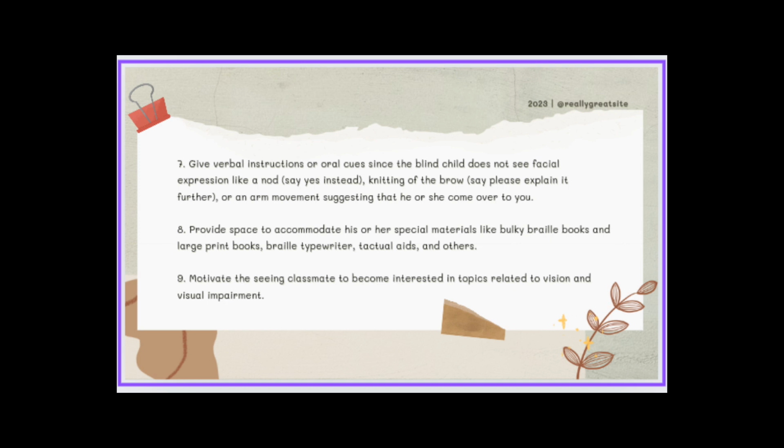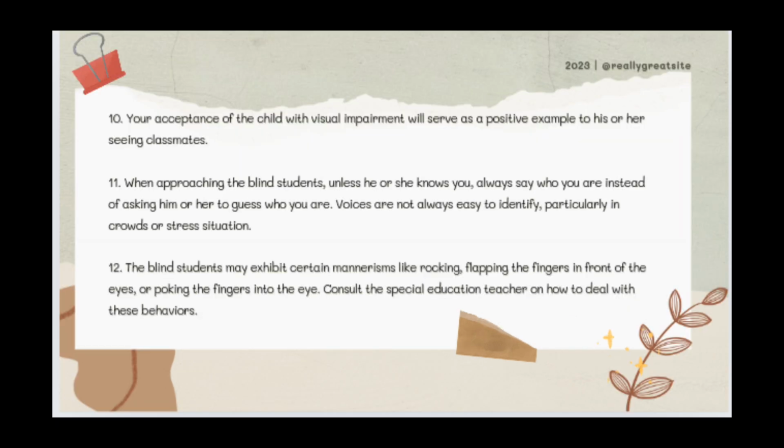Number 9, motivate the seeing classmates to become interested in topics related to vision and visual impairments. Number 10, your acceptance of the child with visual impairments will serve as a positive example to his or her seeing classmates. Number 11 is when approaching the blind student, unless he or she knows you, always say who you are instead of asking him or her to guess who you are.